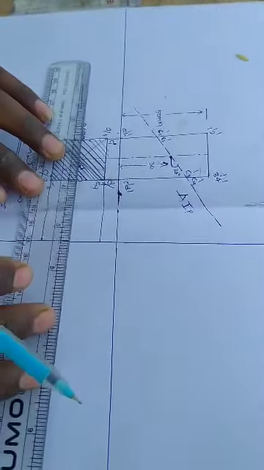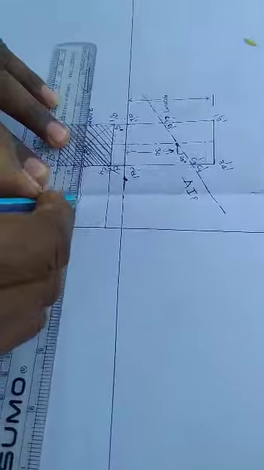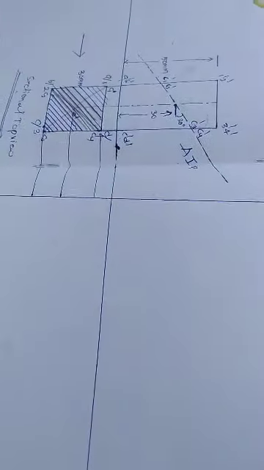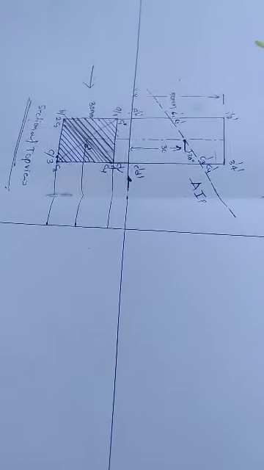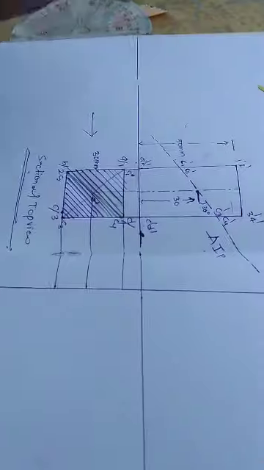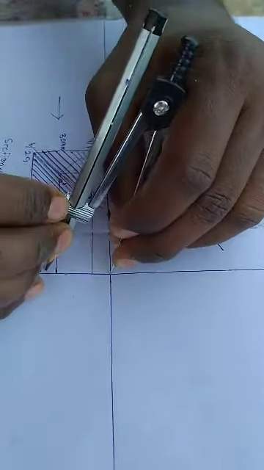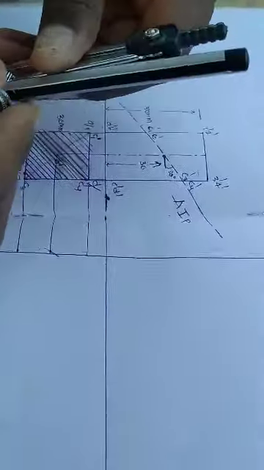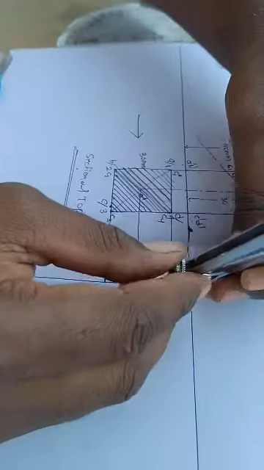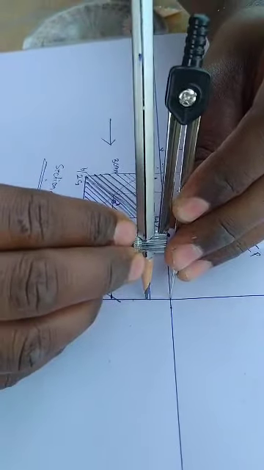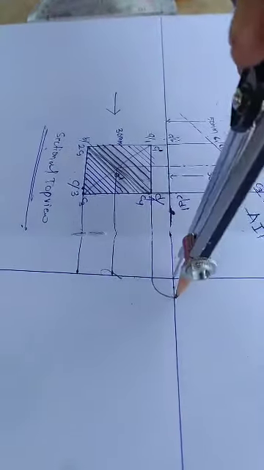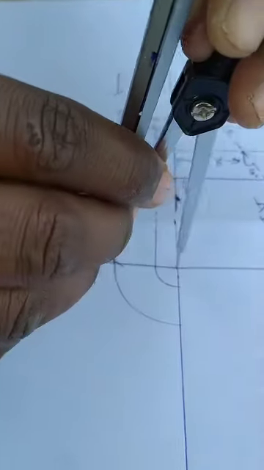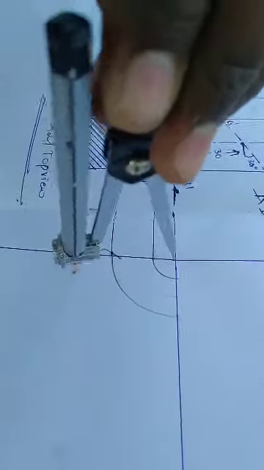The next, from O to here. With the help of a compass, measure this distance. The next, from here make an arc. Put your compass on O and make an arc. Finally, the C3, C4, C2, C3 corners.